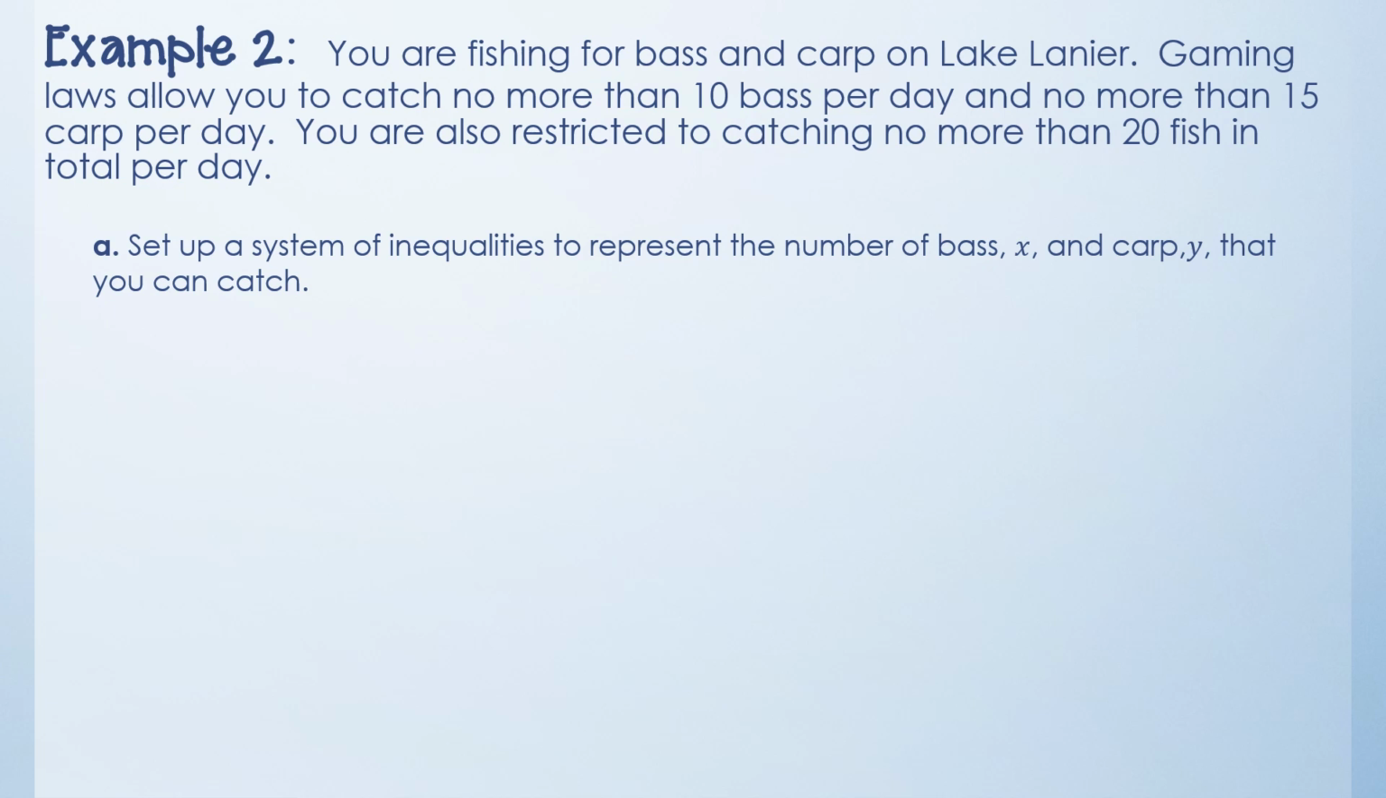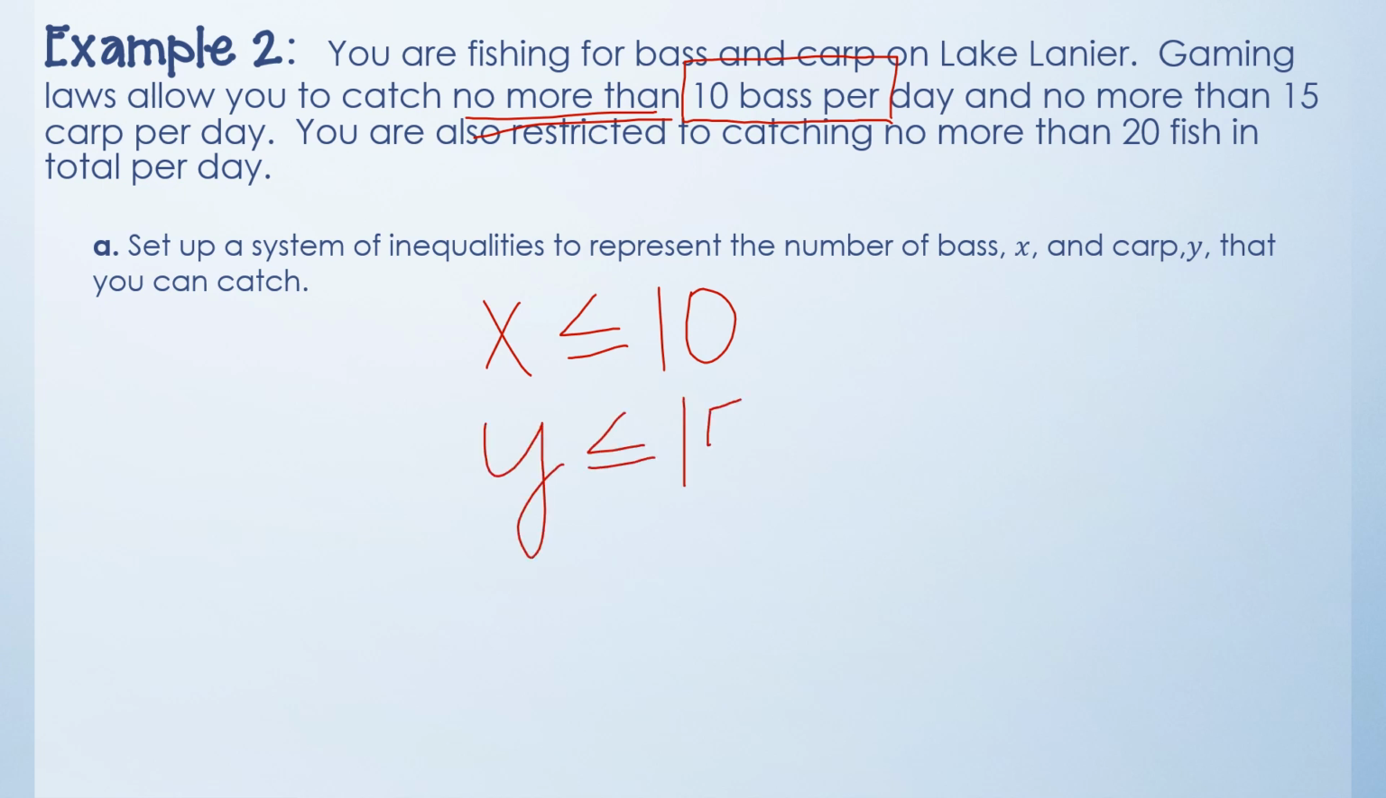So we have 3 restrictions here, hence the 3 inequalities. So one of the restrictions is the number of bass that we can catch per day is only 10. The bass is X. So my X value, I can catch no more than 10 bass per day. So that would be less than or equal to 10. Okay, then I can catch no more than 15 carp. Carp is Y, so my Y needs to be less than or equal to 15.